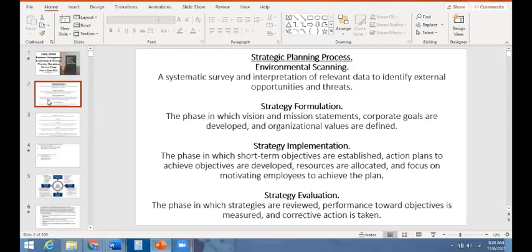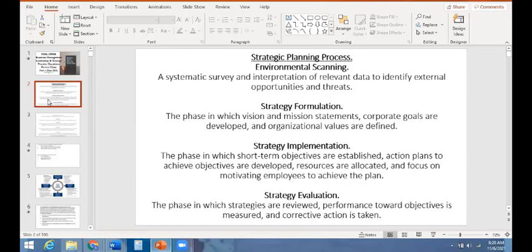Now, strategy implementation. Here we're going to start breaking down that big strategic goal that we made in the strategy formulation. We want to start breaking it down for all the different departments. In some questions, they will not say departments, they will say functions. So the HR function, the production function, the marketing function. Some people are used to saying department, marketing department, HR department. But if you see function, don't get thrown off. It's just the same as saying department.